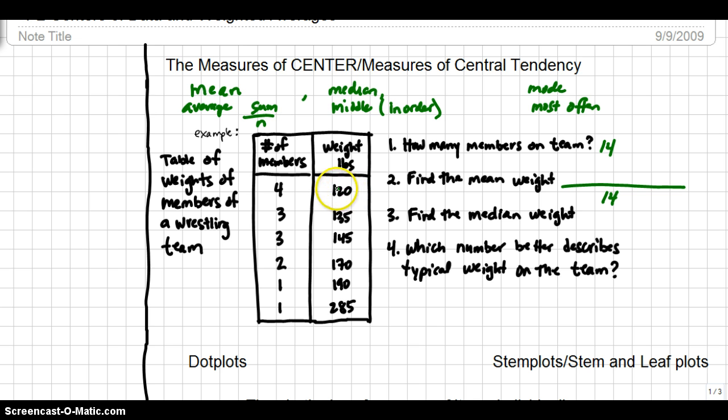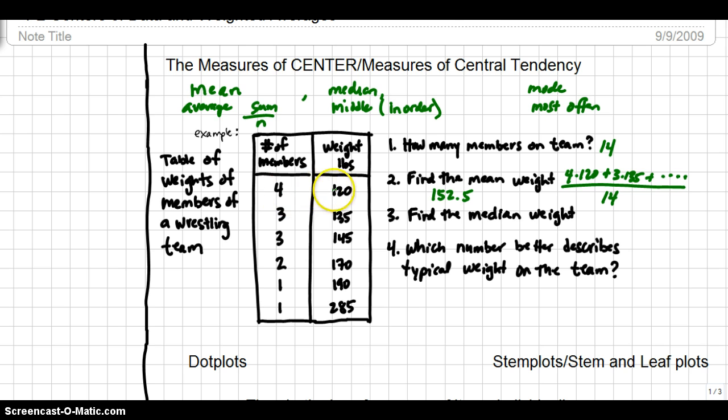To find the mean weight, we wouldn't simply add up these numbers and divide by 6, because remember there are 14 people on the team, so we'd want to make sure to divide by 14. Because there's 4 people that weigh 120 pounds, you'd either have to add 120 4 times, along with 135 3 times, or a faster way to do that is simply to multiply 4 times 120, then add it to 3 times 135, and so on. So if you do that for the entire table and divide by 14, the mean weight should be 152.5.